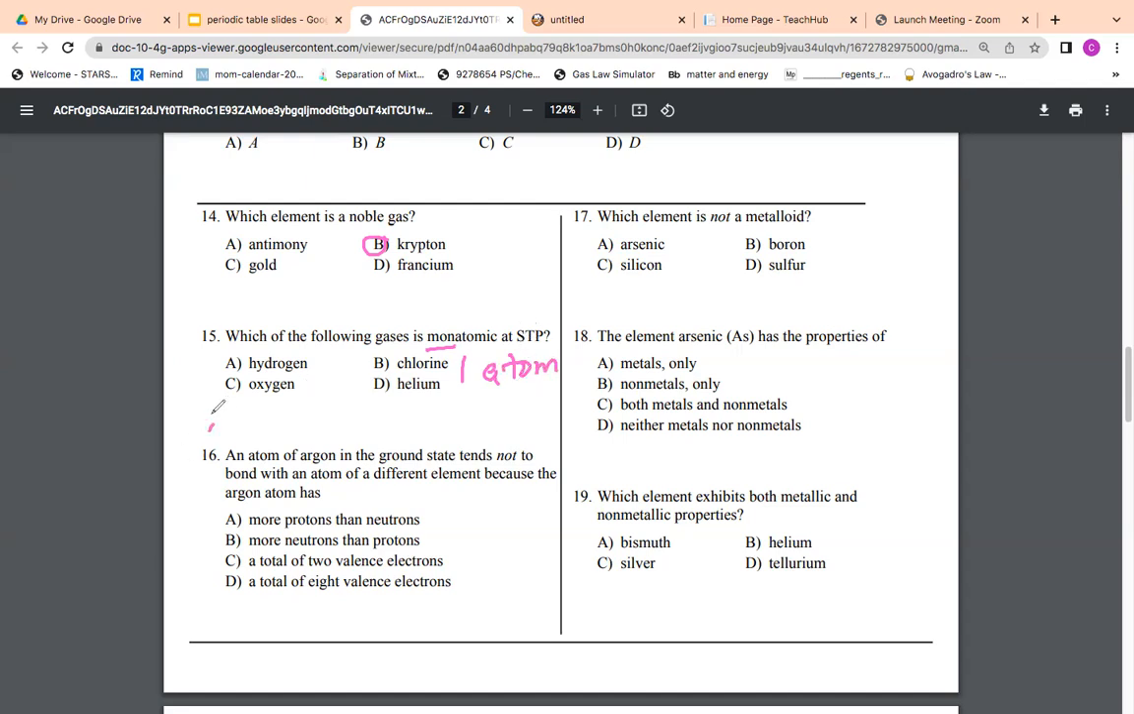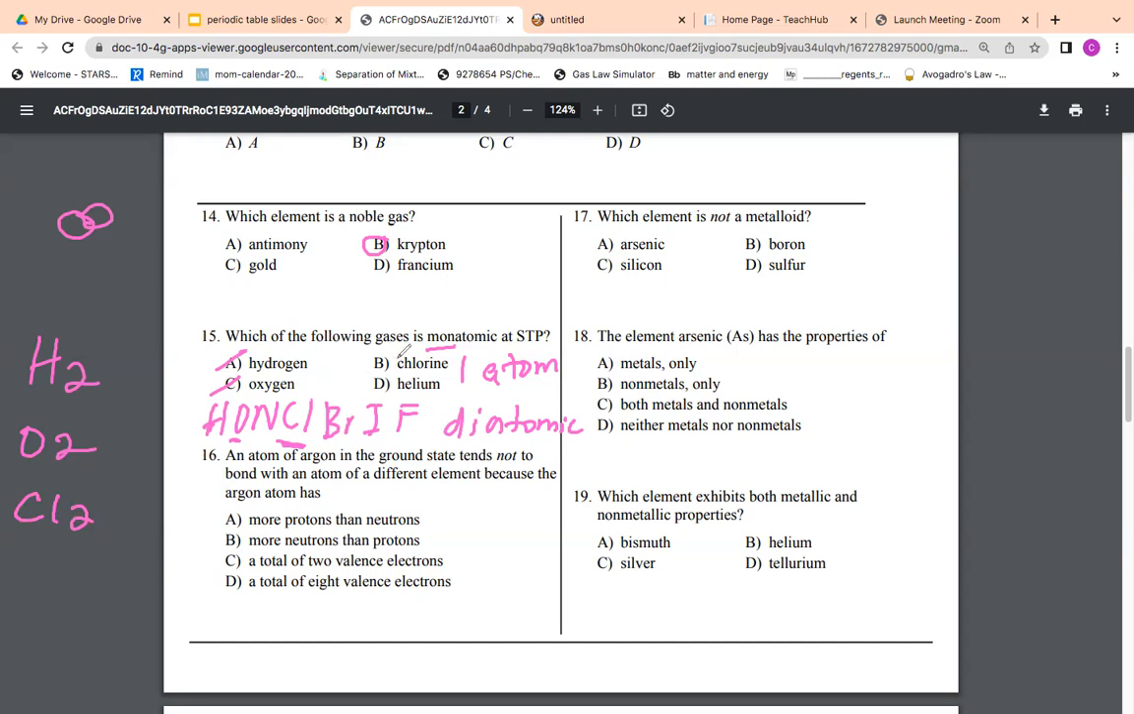Now, this is where you have to remember our beautiful acronym, HONClBrIF. HONClBrIF is the acronym that tells us all the things that are diatomic. These are the things that exist like this. So for example, hydrogen is always like this. You never find hydrogen just floating around in nature as one atom. It's always bonded to another hydrogen. Same for oxygen. So it's not hydrogen, it's not oxygen. Oxygen is always like this right here, O2. And chlorine's right here in HONClBrIF, Cl2. So all of these exist as diatomics. Helium is the only one that is monatomic.